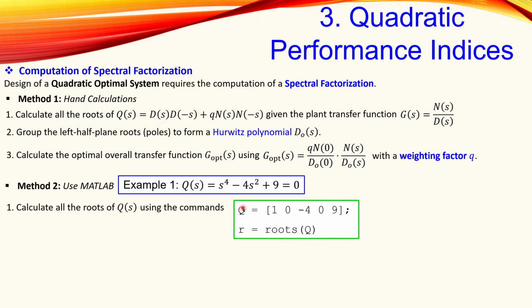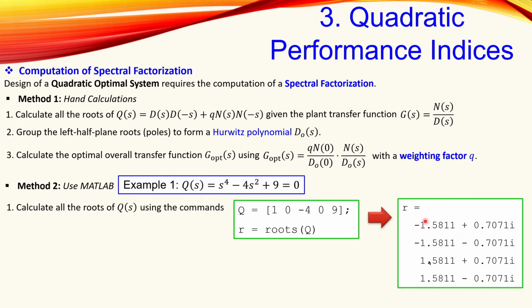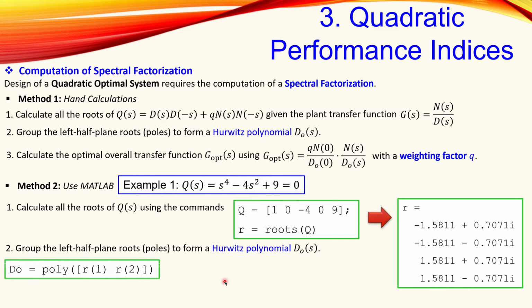Now if I just call it Q and then say R is equal to the roots of that Q, I will have the following solution. And you can see these are the roots. We also have them now given in the rectangular form, in the Cartesian domain, with a real and imaginary value. Now we need to group the left half plane roots, or the poles, which are these two, the first ones. And that can be done also in MATLAB by using poly and then taking R1 and 2 in this format. And that will generate this.